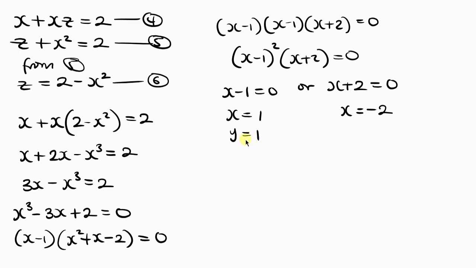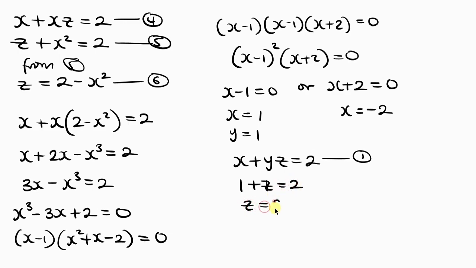So let's substitute this into the original equation. We can put it into any of the original equations. So let's put it in the first, which is x plus yz equal to 2. So from the original equation, this is our equation 1. So let's put it here. So x is 1 plus y is 1 times z. So that is 1 times z is z. That's it, equal to 2. So this shows that z is equal to 2 minus 1, which is equal to 1. So the value of x, y, and z from this case is equal to 1, 1, 1.